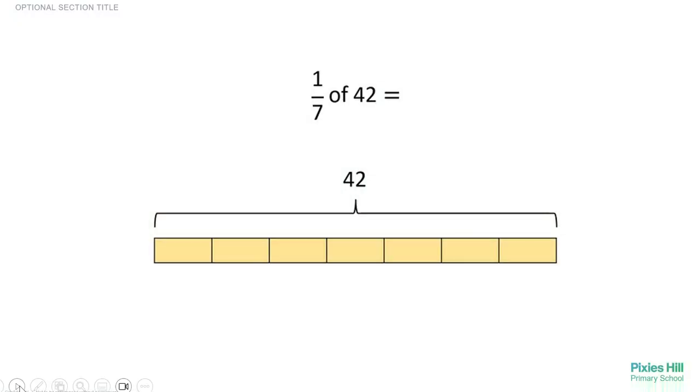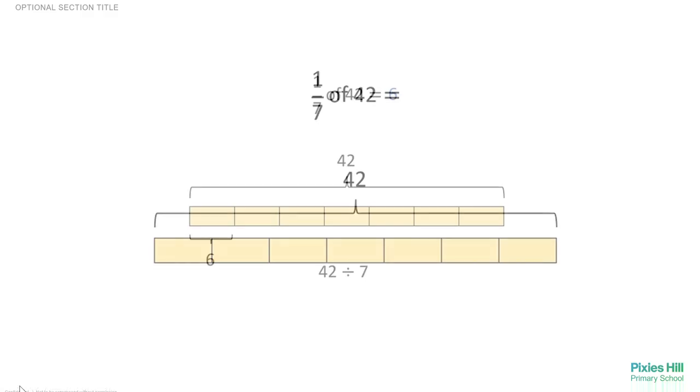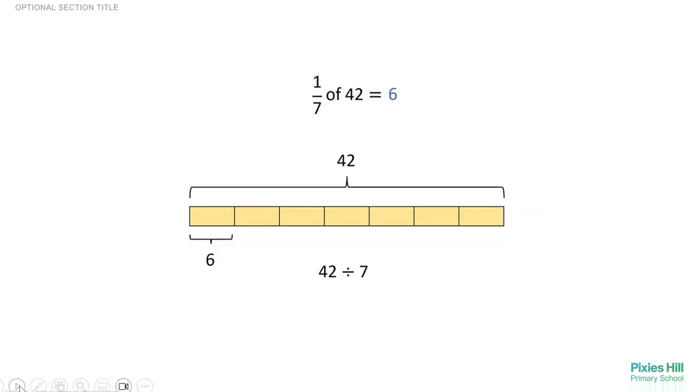So here we have 1/7 of 42. So our whole is our 42 and we have our 7 parts. And if you know your division facts, 42 divided by 7 will equal 6. So each part is worth 6. And if we look at our numerator, we need one of those parts. So our answer is 6. 1/7 of 42 equals 6.